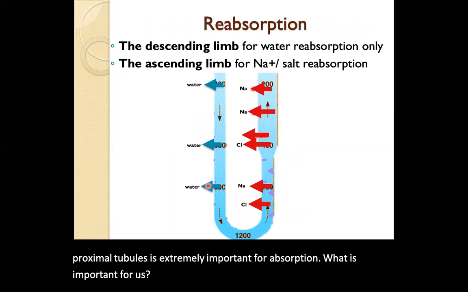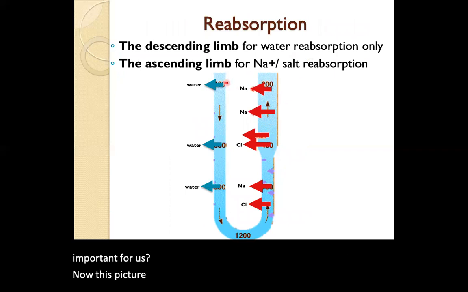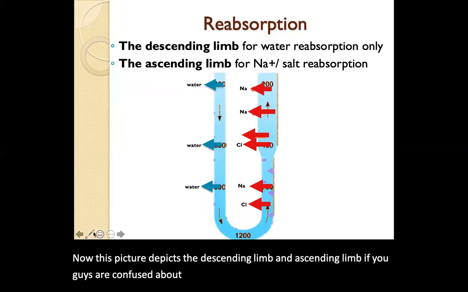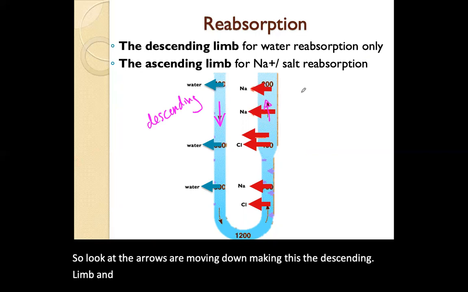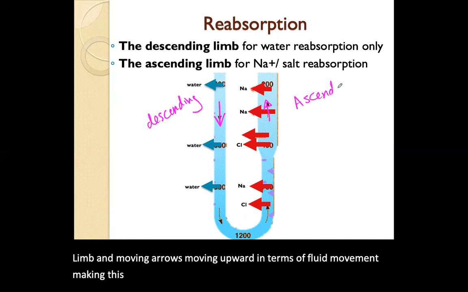Now, this picture depicts the descending limb and the ascending limb. If you guys are confused about this, you're welcome to label this for yourself. So look at the arrows moving down, making this the descending limb, and arrows moving upward in terms of fluid movement, making this side your ascending limb. And this whole thing would be your nephron loop.